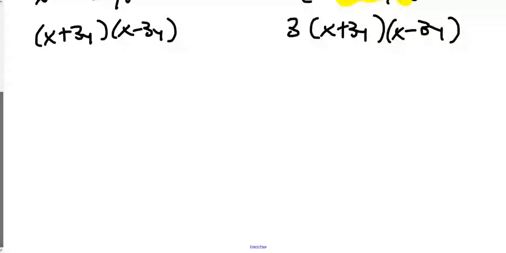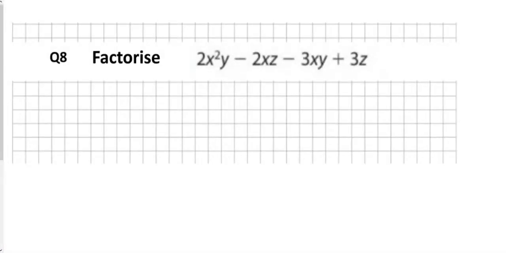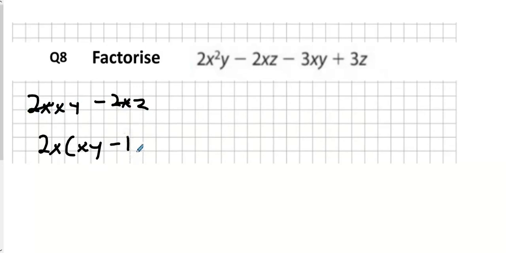And then finally, question 8. Probably two main ways of doing this. I'll keep the 2x squared y here. This actually might be an easy enough one to do. I don't even think we have to move it around. So if I rewrite this one, it's 2xxy minus 2xz. I can just take out 2x out of both of them. That leaves over xy here. And it leaves over minus 1z here.